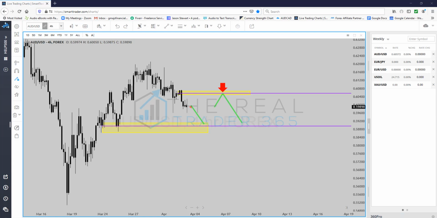Good morning, guys. It's the 5th of April 2020, and today I'm going to be looking at the Aussie US dollar, the Euro JPY, the Euro US dollar, US oil, more of a long term setup that I'm looking at, and gold. Alright, so starting with the Aussie US dollar, this is what we have.